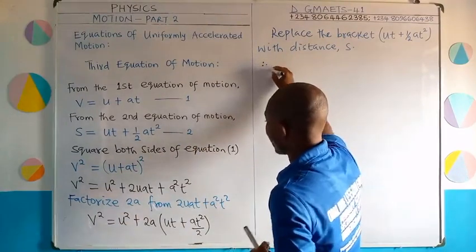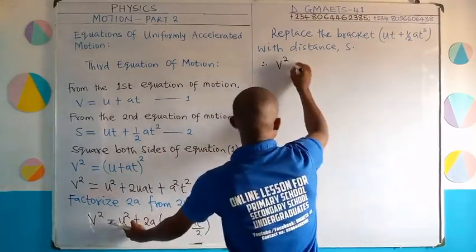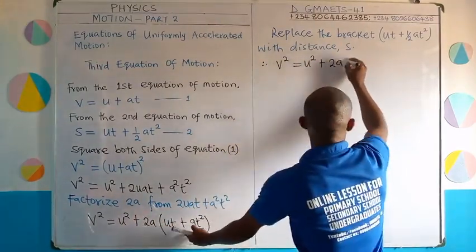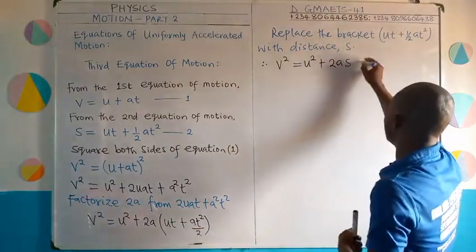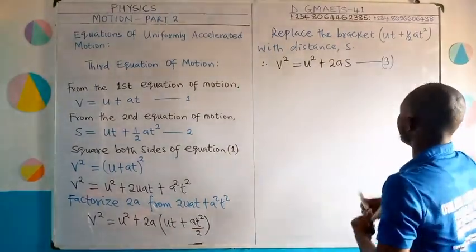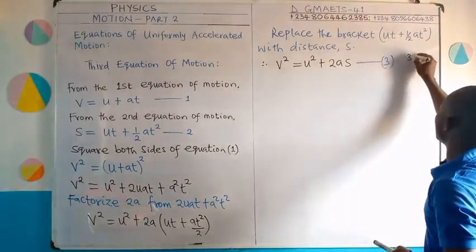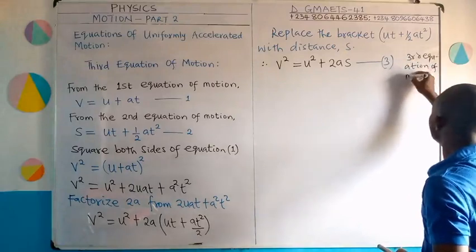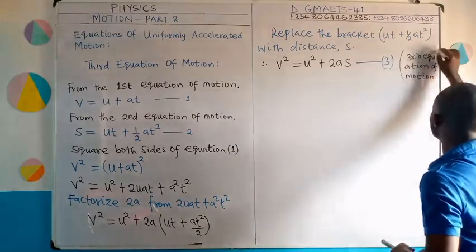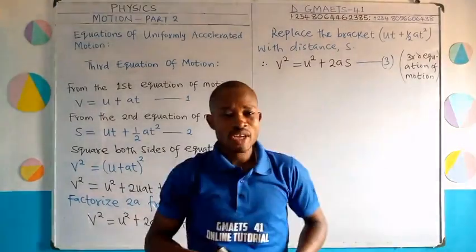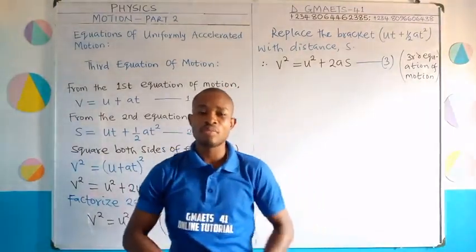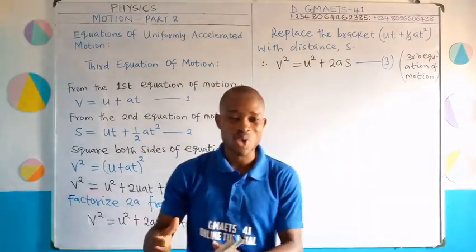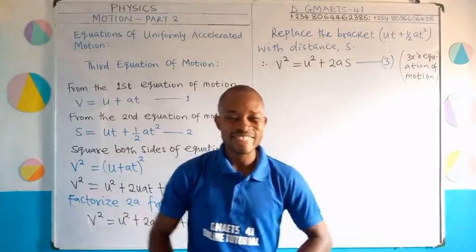Therefore, what we are going to get will be v squared equal to u squared plus 2a, then this whole bracket, you fix s there. And this is the third equation of motion, equation 3. Let me indicate it. Third equation of motion. And of course, we are done deriving the three equations of uniformly accelerated motion. It is now time we see how we use them to solve questions. And I want to believe that you are ready, prepared for that.